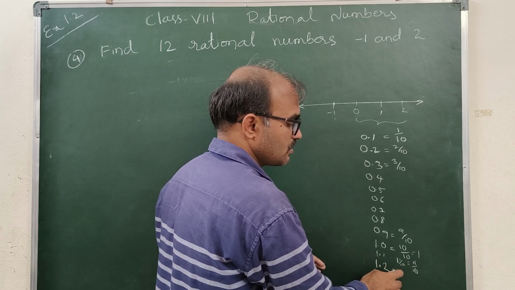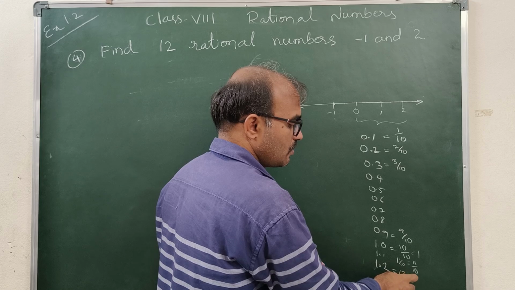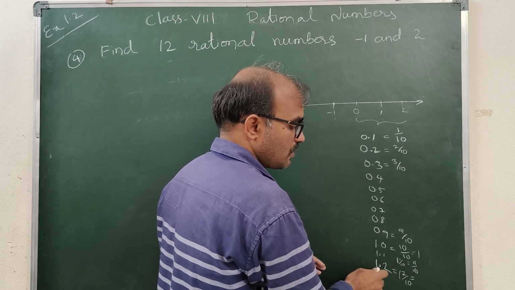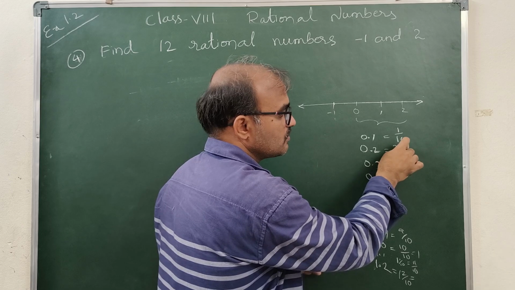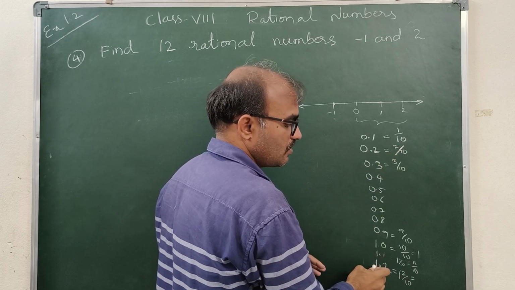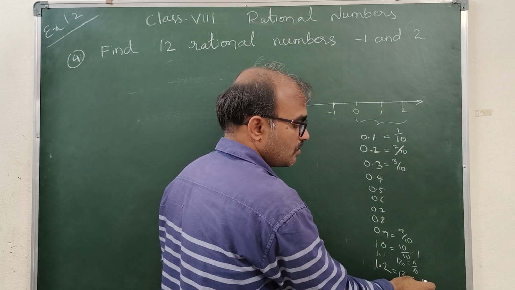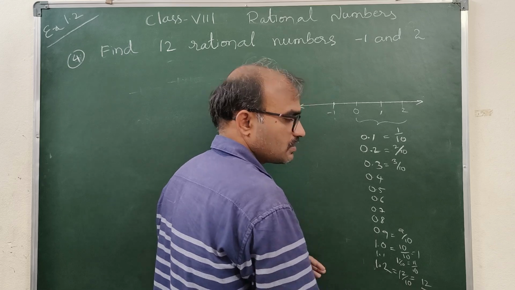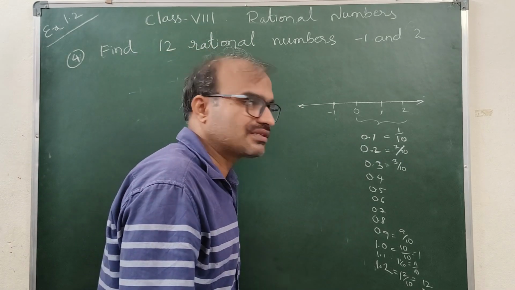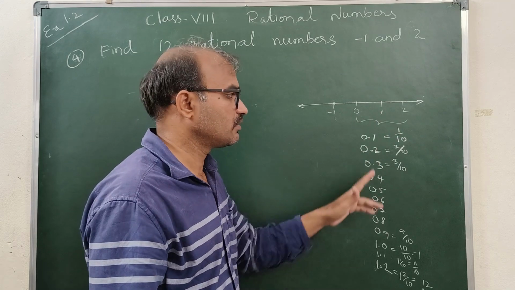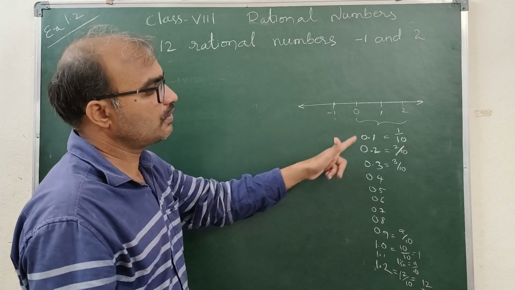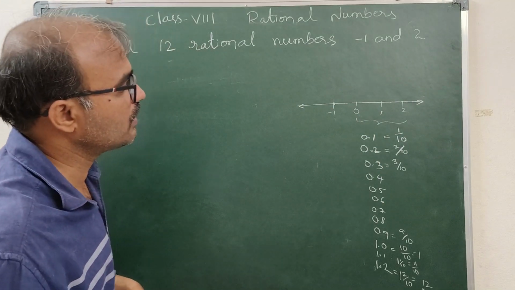So this is 1 whole 2 tenths. Earlier it was 0 wholes 2 tenths, so that's why we simply wrote 2 tenths. So 1 whole 2 tenths is equal to 12 tenths, right? So these are all rational numbers between -1 and 2. As they have asked only 12, write only 12. So in another way, how can you write it?